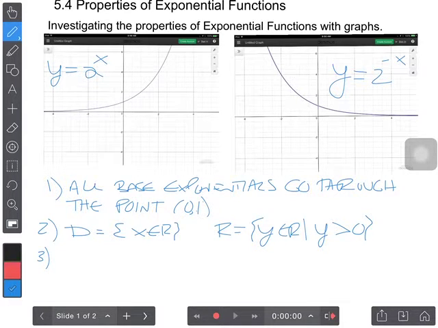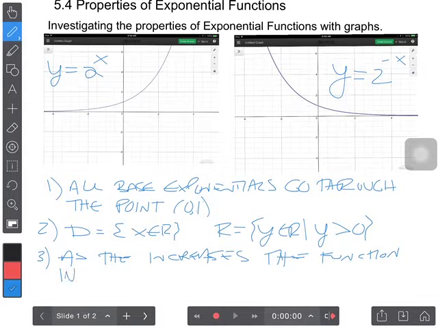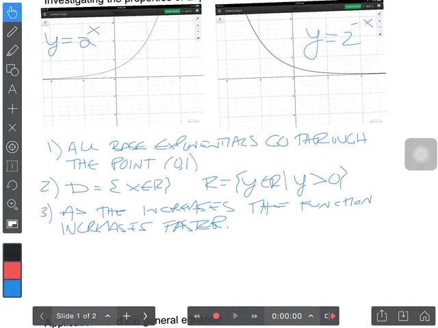Third point, as the base increases, so as our base gets larger and larger, the function increases faster. So as we get our base bigger and bigger, the function increases faster and faster.